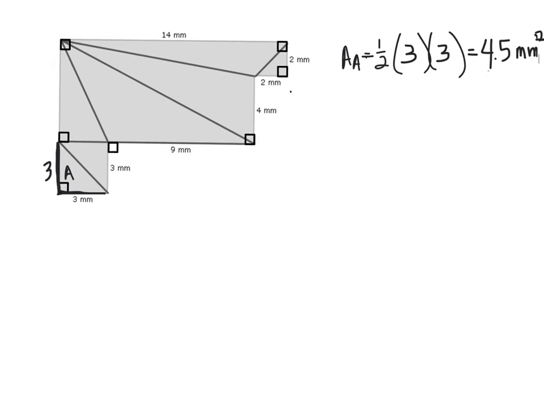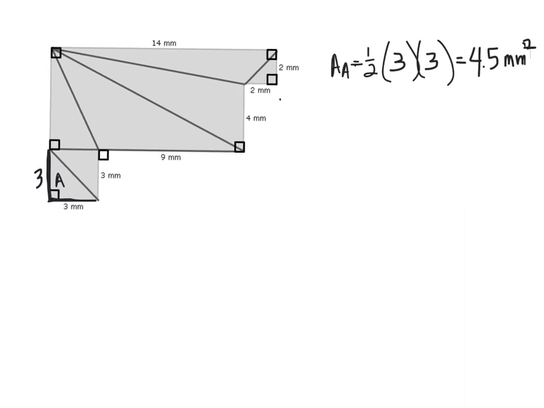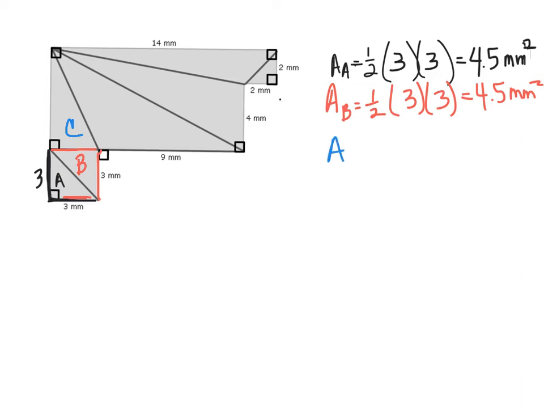Okay, let's go to triangle B, the next triangle. So the area of triangle B is 1/2 base times height. And I can see that it still has the 3 and the 3 that's down here as well. So that one was super duper easy. Moving on to triangle C. It's nice when you have right triangles because you can just use the sides of the triangles.